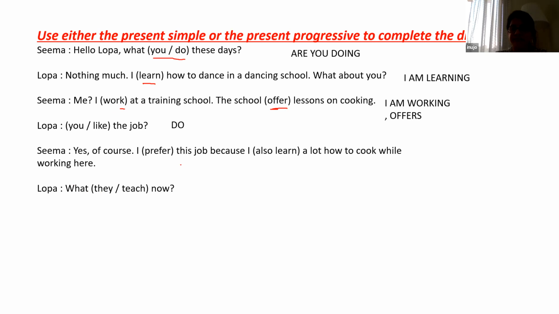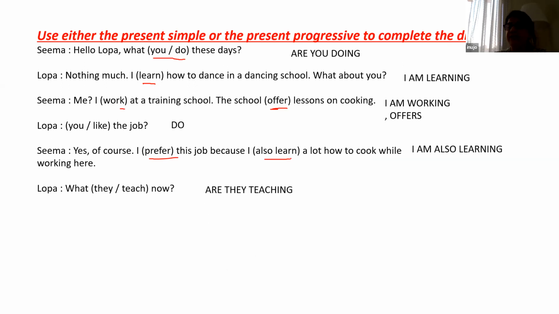Yes, of course. I prefer, this is the verb, because your verb is also learn. So how do you change it? Yes, of course, I prefer this job. Prefer remains prefer. Simple present. I prefer this job. I am also learning how to cook. I'm also learning a lot how to cook while working here.